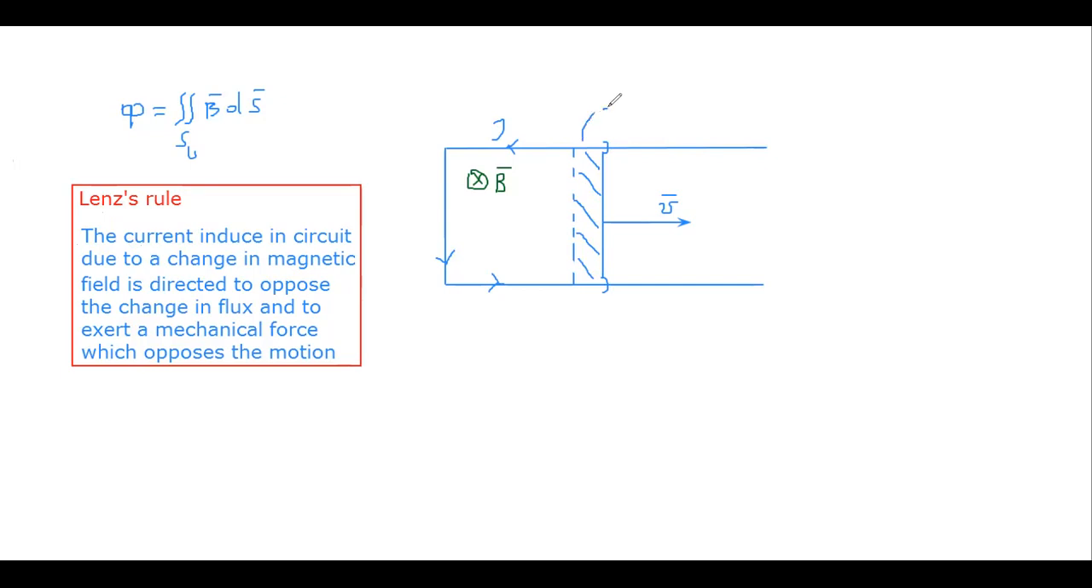So the change in area ds is equal to, if this distance is equal to L, and this is equal to dx, it means that ds is equal to L dx.